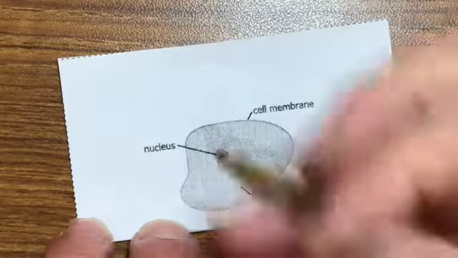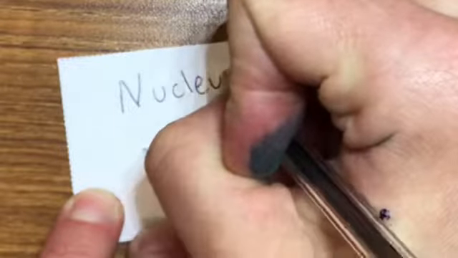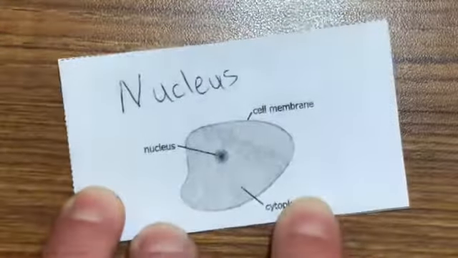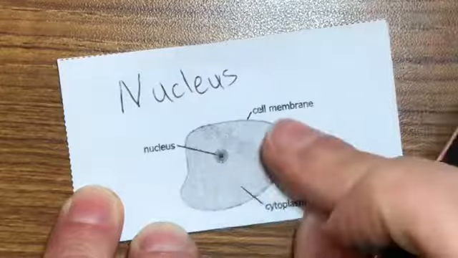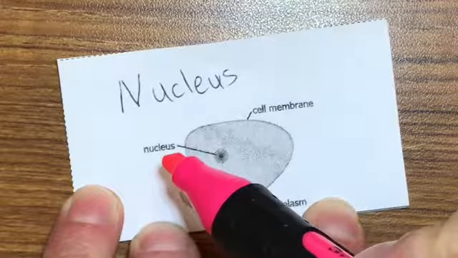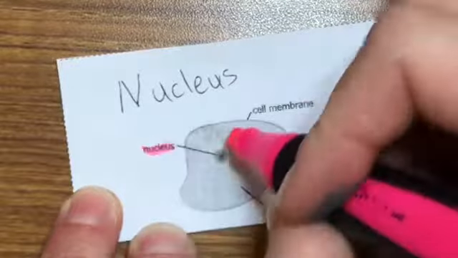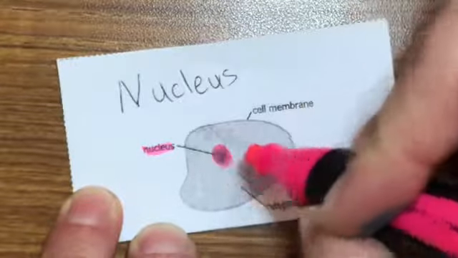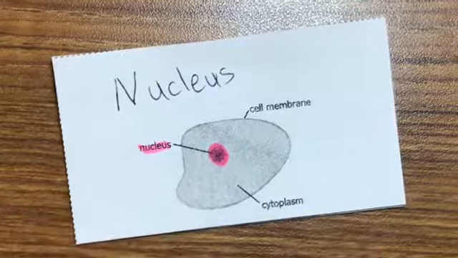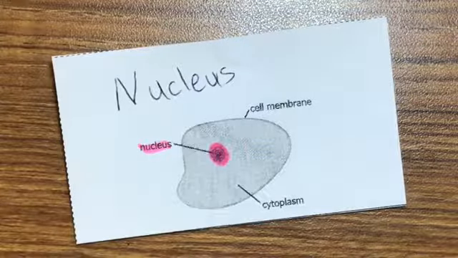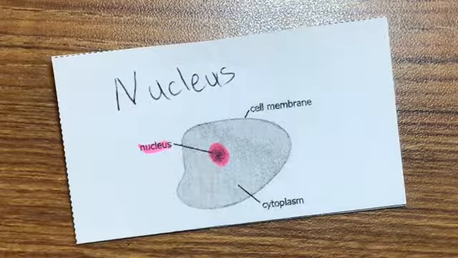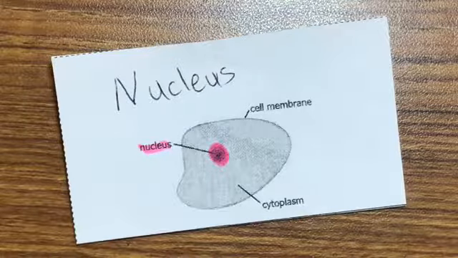So on that front side of the card, write nucleus. And then if you look at this, this is a very simple diagram of a cell. It's labeling the nucleus, the cell membrane, and the cytoplasm. Highlight the word nucleus and color the nucleus. That is the nucleus. And you're going to repeat that process, okay? Using your notes.